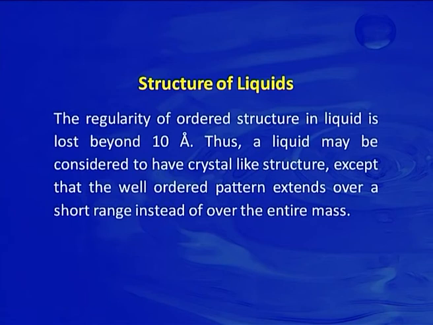The very small number of these maxima and minima suggests the existence of short range order only. In case of a solid, this range is very high, but in a liquid this range is very short. The regularity of order in the liquid structure is lost beyond 10 angstrom. Thus, a liquid may be considered to have a crystal-like structure, except that the well ordered pattern extends over a short range instead of over the entire mass.